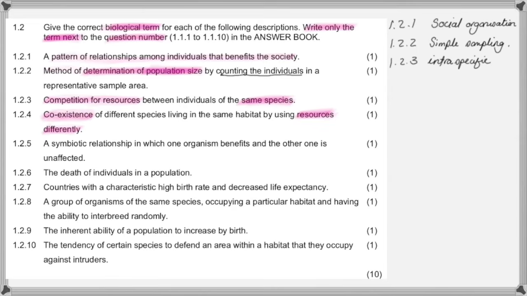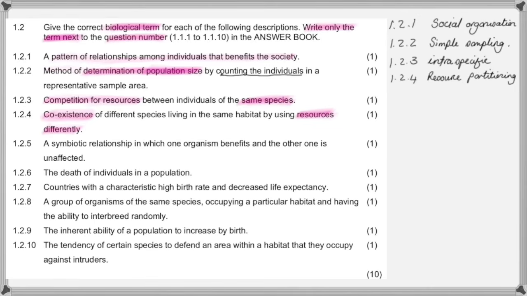If we look at 1.2.4, a coexistence of different species living in the same habitat by using resources differently. This is very similar to the question we got in the first question, 1.1, where we had to look at the A and B's and whether column 2 applied to, or should I say column 1 applied to both of the options in column 2 or not. So here the coexistence of different species living in the same habitat by using resources differently. So here we can relate again to resource partitioning, just as we did in the previous question. It's just a different way of asking that same bit of theory.